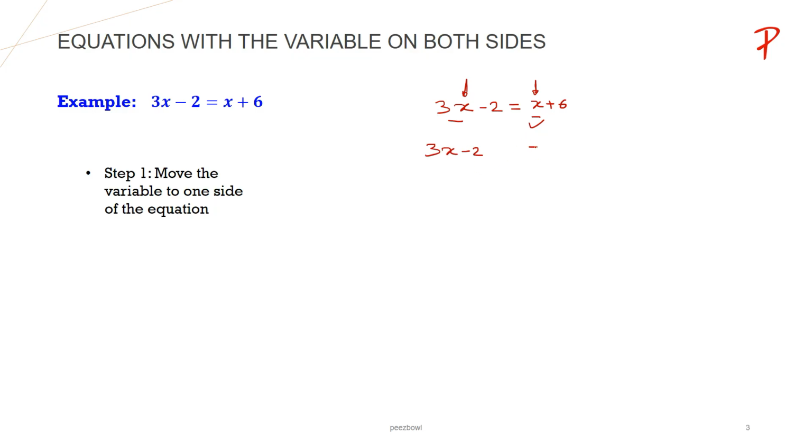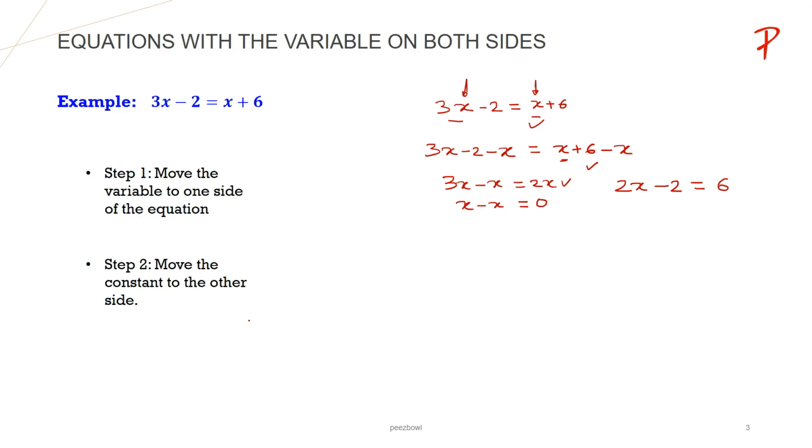3x minus 2 is equal to x plus 6. I have to remove x from right hand side. So I am going to subtract x from right hand side. So I will subtract x from left hand side as well. So on the left hand side 3x minus x gives 2x, right? And on the right hand side x minus x cancel each other and we are left with only 6, right? Now the equation becomes 2x minus 2 is equal to 6, right?